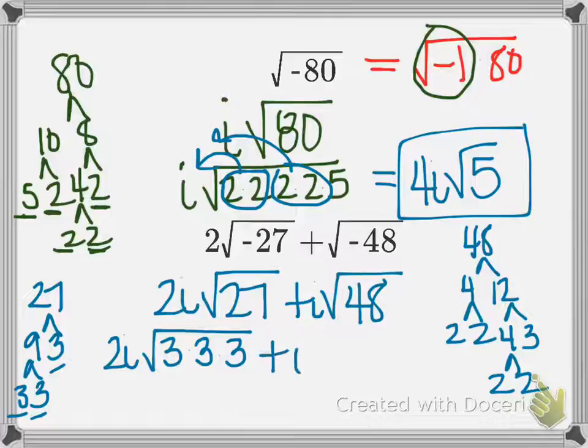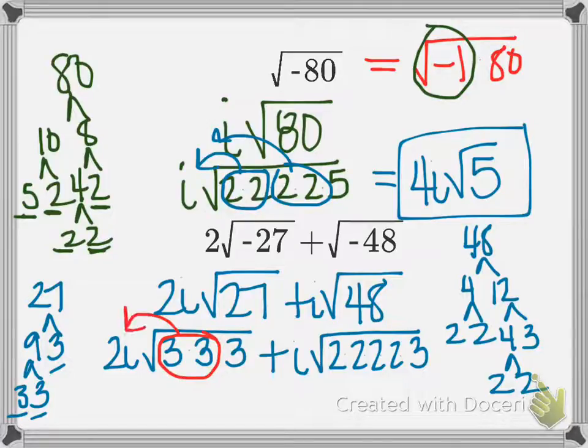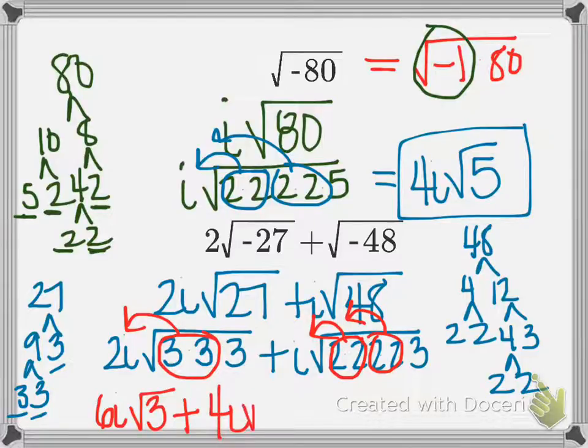So again, listing these out. Okay, so again, we're going to circle in pairs. From this first radical, I can really only pull out 1 3 because I only have 3 of them. And here, I should be able to again pull out 2 2's. So when I rewrite this, I bring this 3 out and multiply it with the 2, so I get 6i radical 3. And when I pull out 2 sets of 2, I get 4i radical 3.